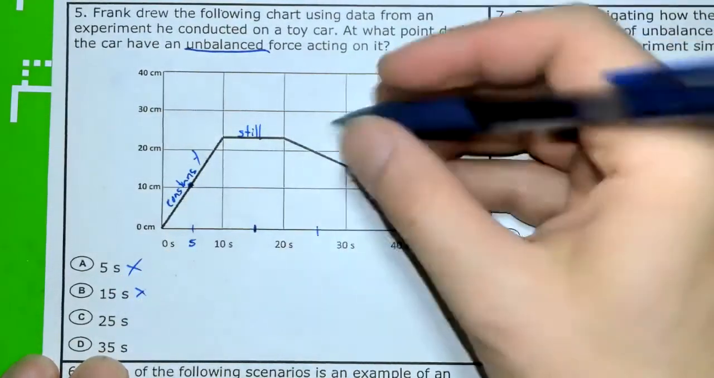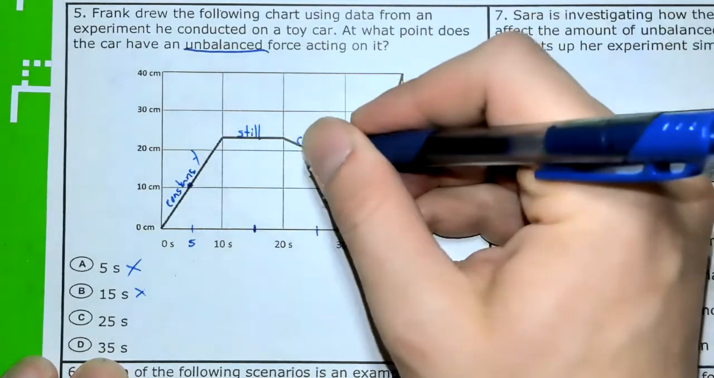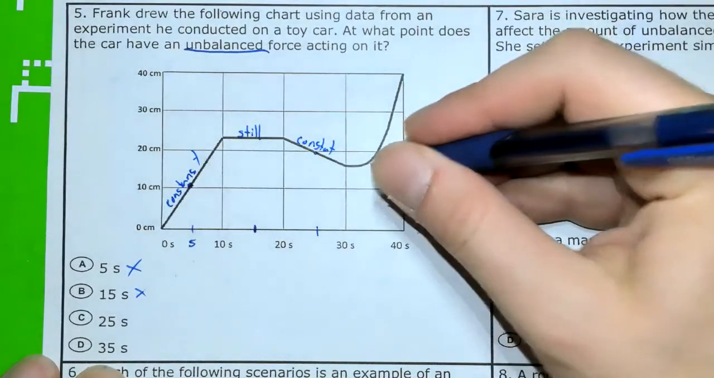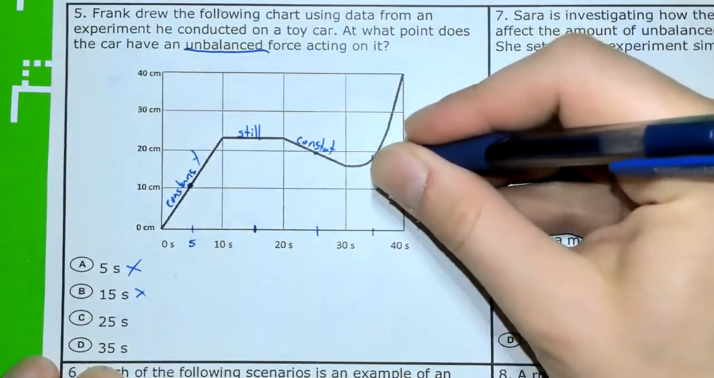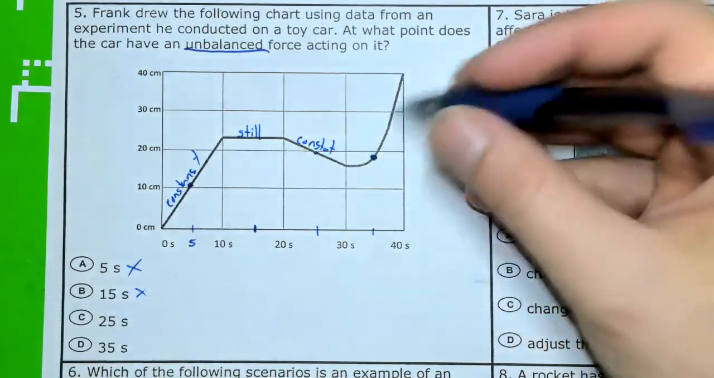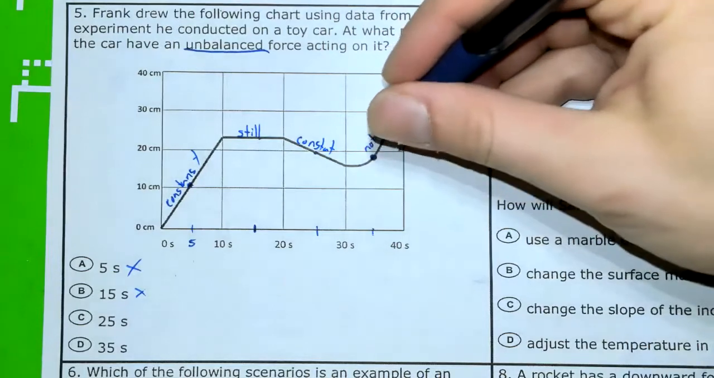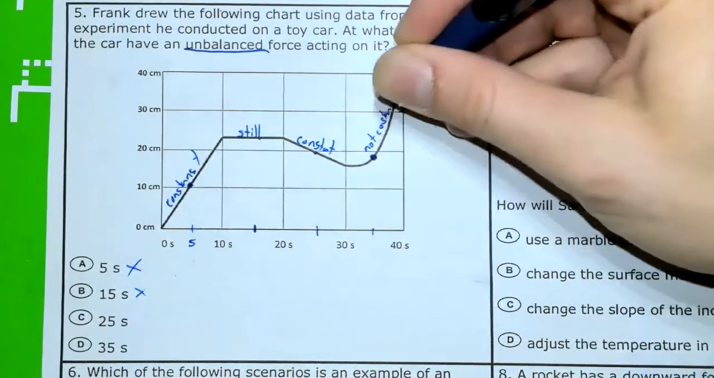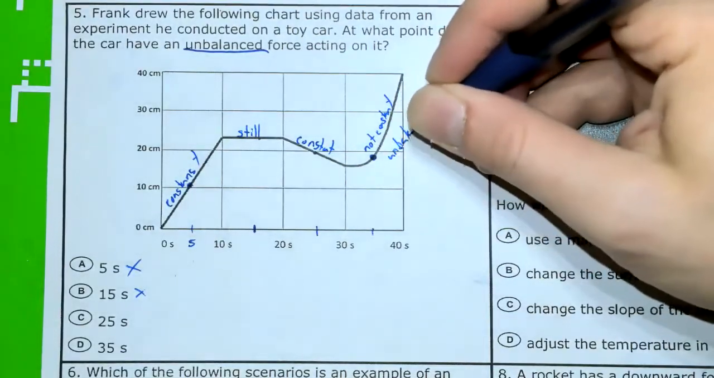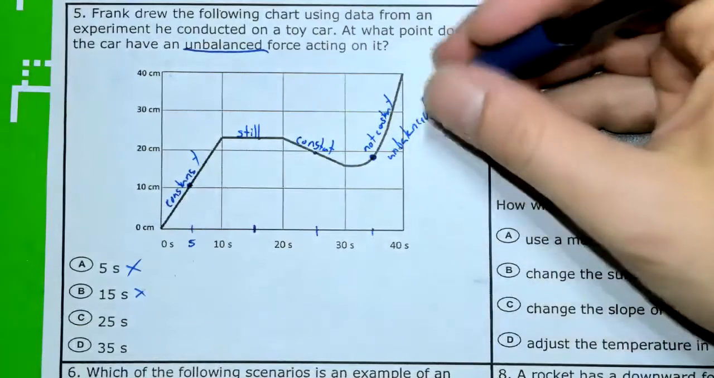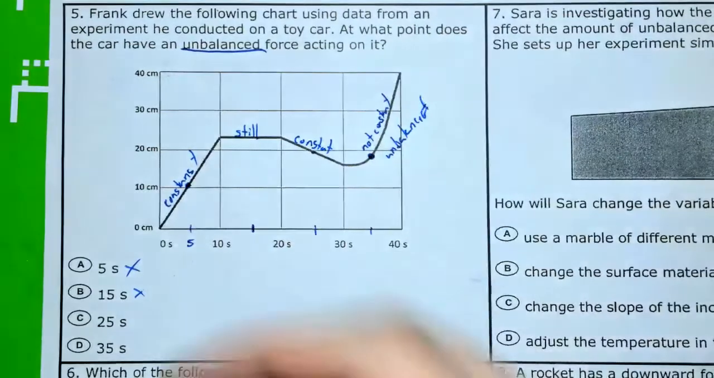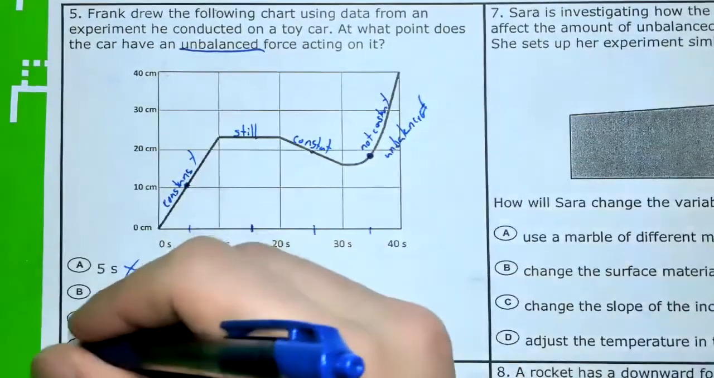At 25 seconds, we're going downhill, but it's still constant. You see, it's a straight line. But at 35 seconds, right here, we see a drastic change in our speed. We see a sloped line. This is not constant, right? So this is unbalanced. This is our unbalanced force. So it's not 25, it's at 35.